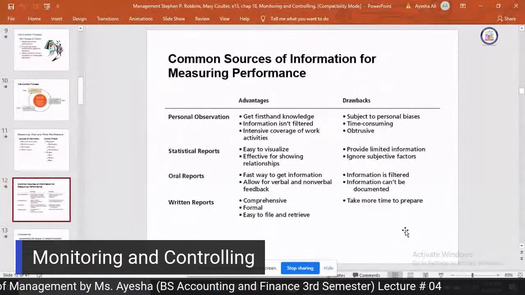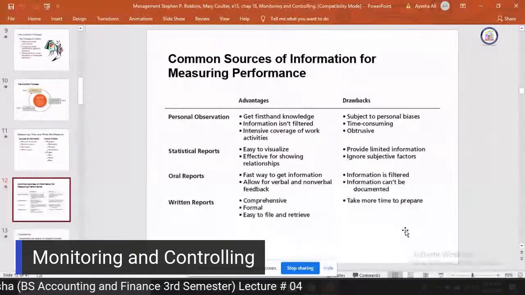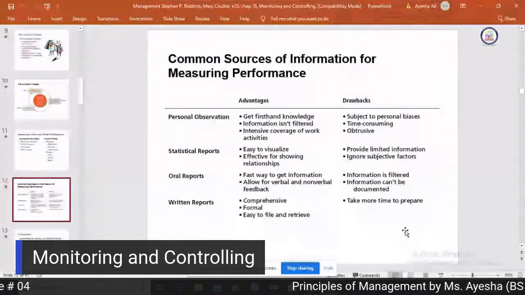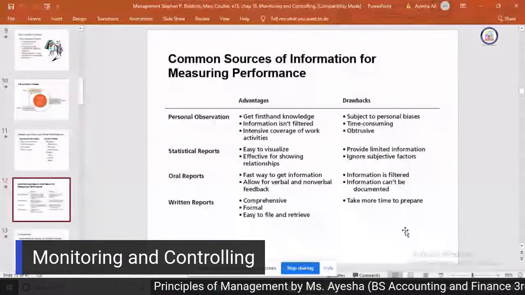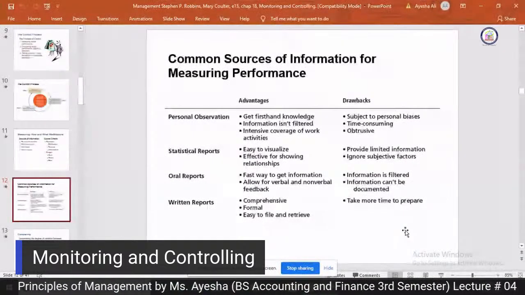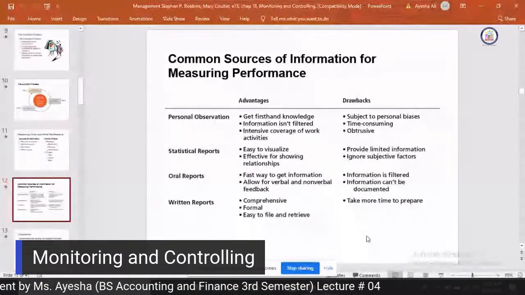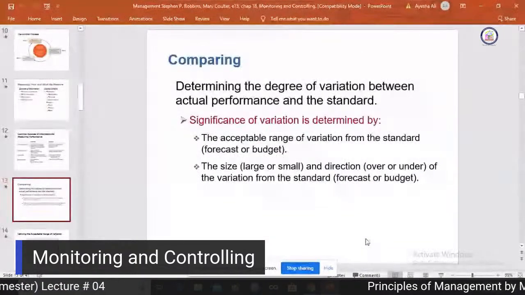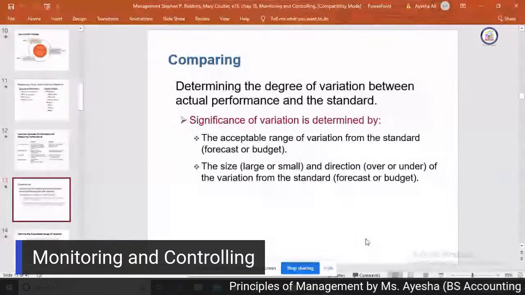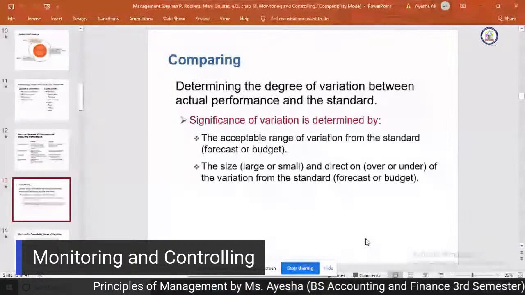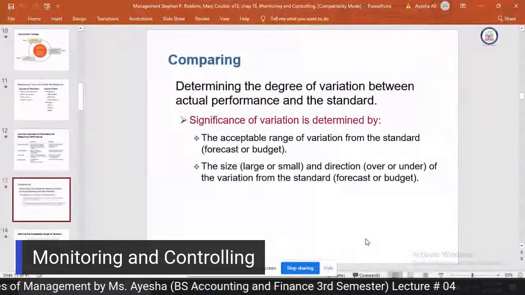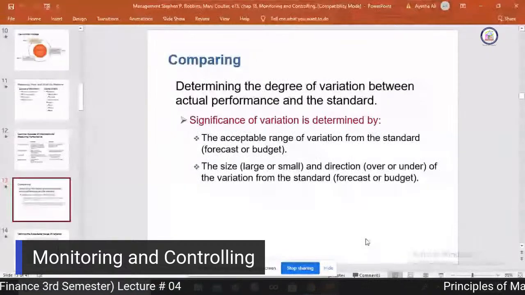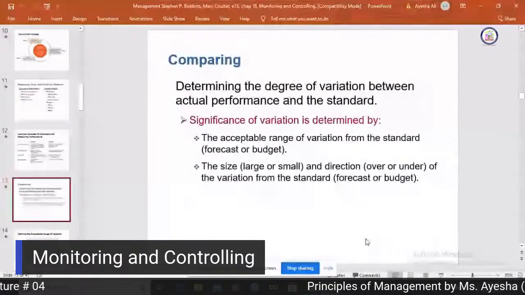And then we have the oral reports, which are comprehensive, formal, and easily filed and retrieved, but take more time to prepare. It is time consuming like personal observation. And after it, we have comparing. In comparing, we compare the actual performance with the benchmark, and we look at the variation, how much variation we are facing, whether it is acceptable or not acceptable.